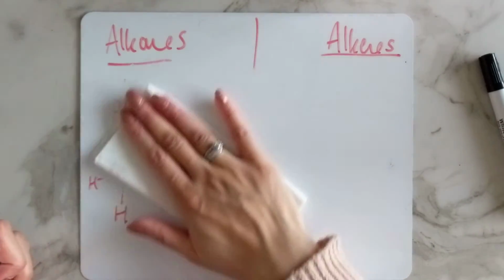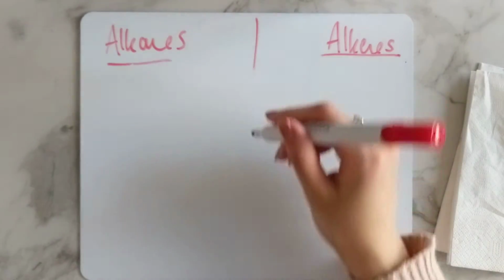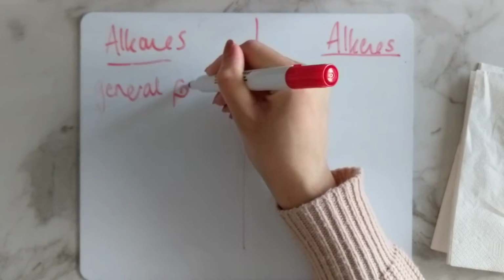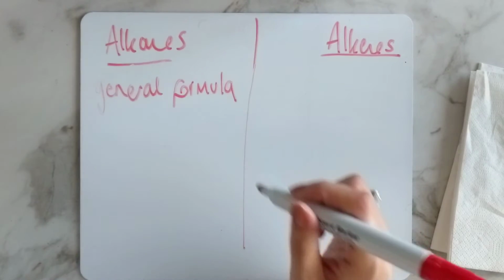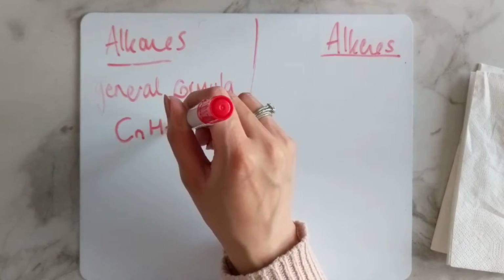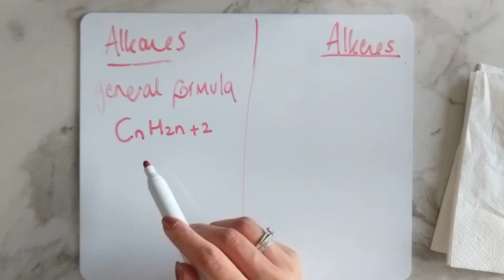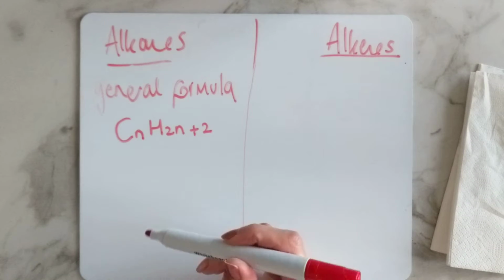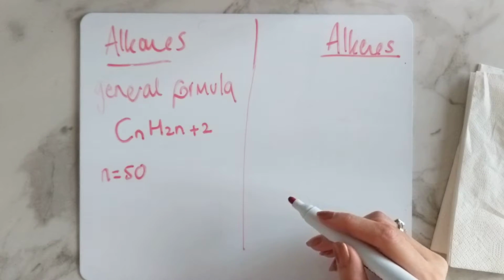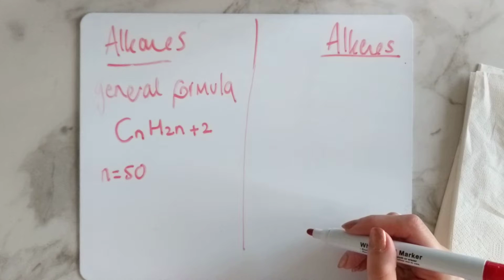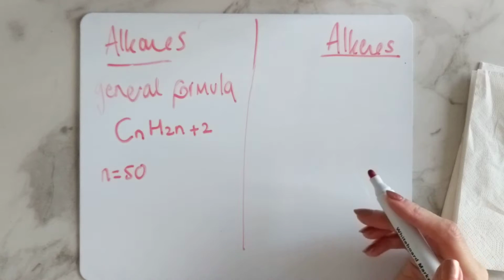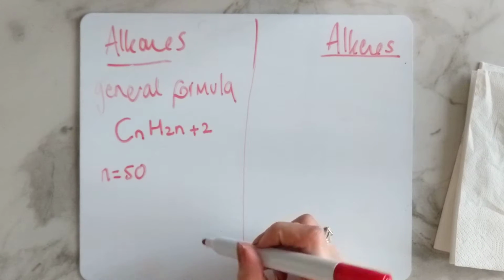There's actually a formula that you need to know, and it's called a general formula for alkanes and alkenes. So for alkanes, the general formula is CnH2n plus 2. It's just a bit of maths where n could be any number. So let's say n is 50. And the question might say, what's the formula for the alkane with 50 carbons? You would use this formula to work it out.